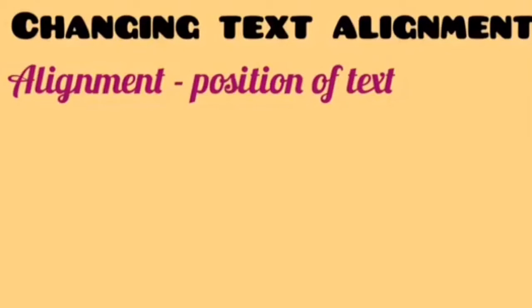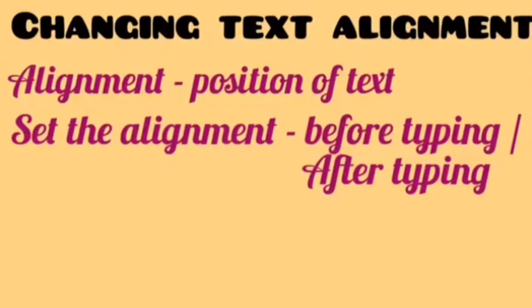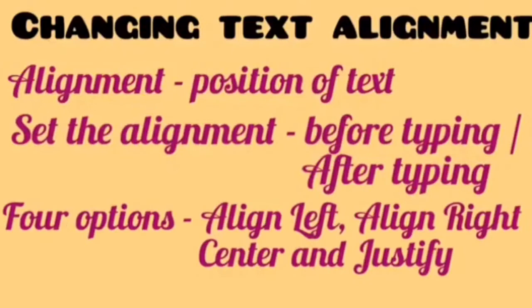Next is changing text alignment. Alignment means position of the text in a document. We can do this alignment before typing the text or after typing the text. We can set the alignment. There are 4 options in Word. One is align left, align right, center and justify.